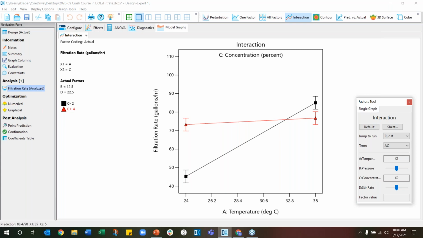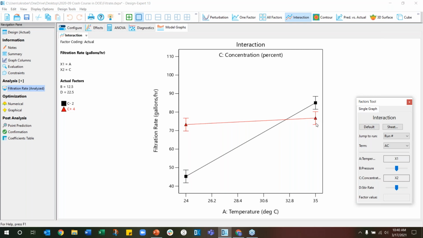By the way, these bars are called LSD bars, or least significant difference bars. And they are kind of showing you the range of the average. So the average under multiple experiments might float in that range. And when those LSD bars are separated, they are not overlapping, then you can say that those two means are statistically different.